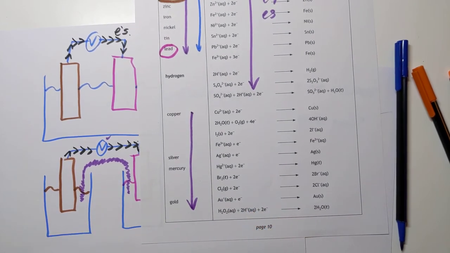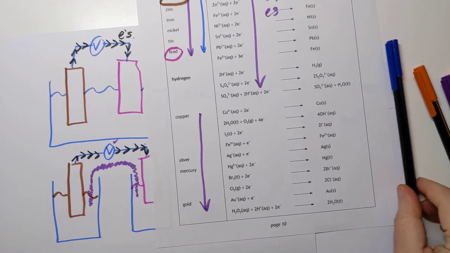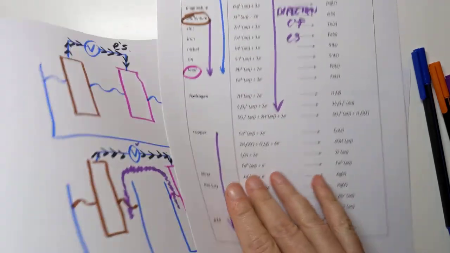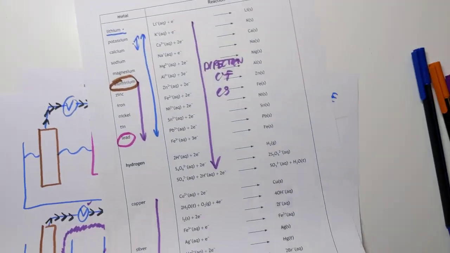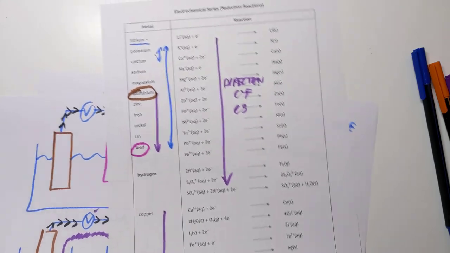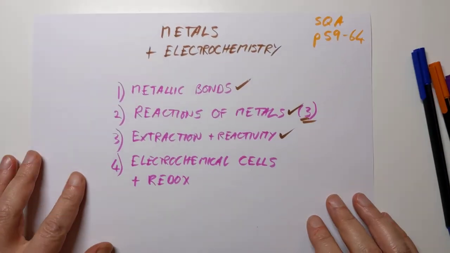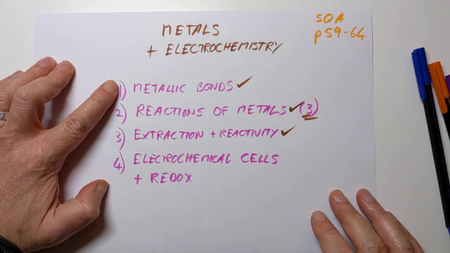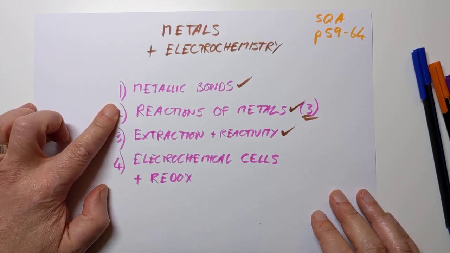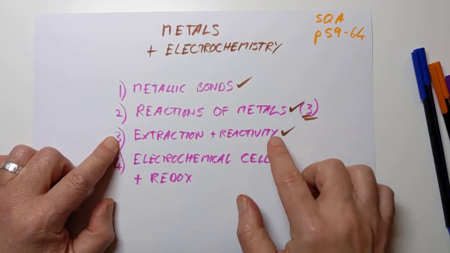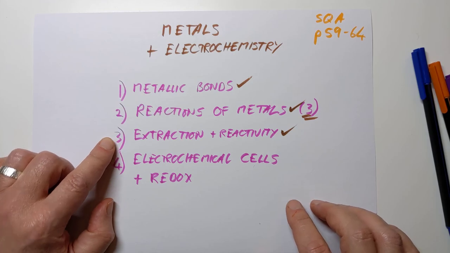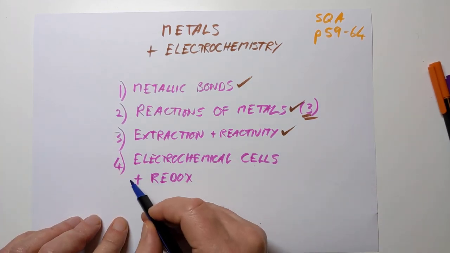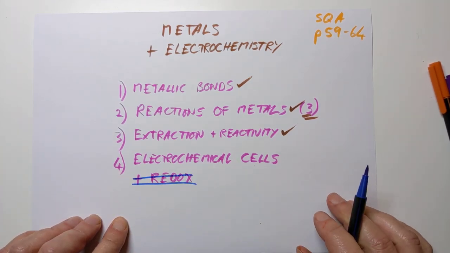I was going to talk about redox, but this is a long enough video as it is, so I'm going to stop right there, and I'll see you perhaps in the next video, folks. So can I put my original learning intentions back again? Let's pretend to be a professional, eh? So I want to talk about metallic bonding, reactions of the metals, how to extract metals from the rocks and their reactivity, and electrochemical cells. It turns out redox is going to have to wait to another day.